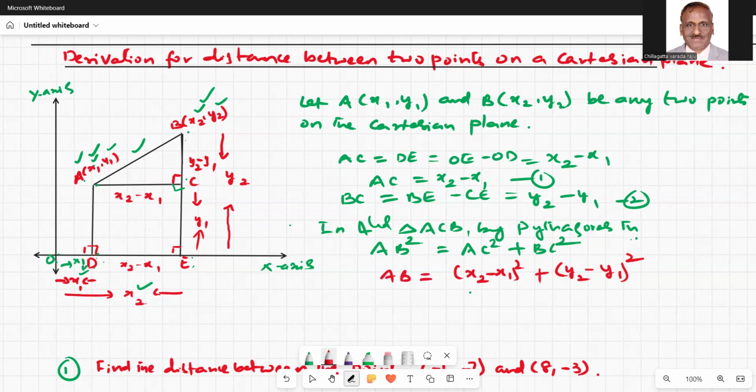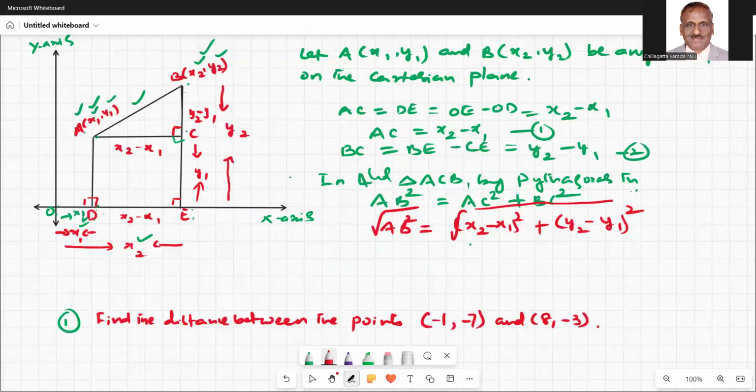Okay. AB square. We need the length of AB. To get the length of AB, take the square root on both sides. So what does AB represent now? AB is equal to the square root of (x2 minus x1) whole square plus (y2 minus y1) whole square.